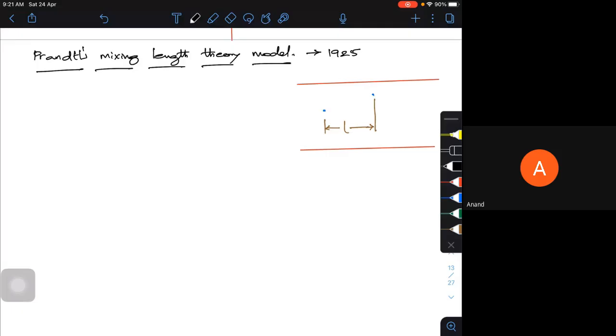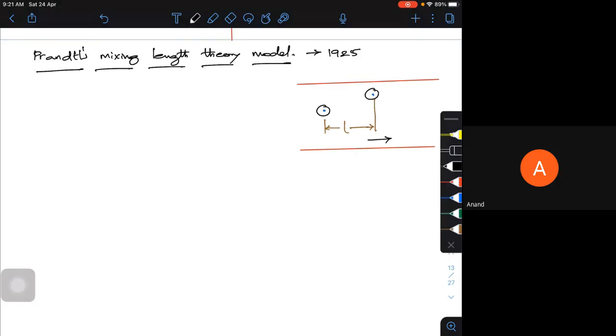At any given point, see what exactly Prandtl's mixing length theory model speaks of. If L is the distance between the two layers, in the forward direction, or we can call it the transverse direction, such that I'm going to look at the momentum of the particle. These are the particles. I'm taking two particles between this distance L, between the two points. I can also consider these as two layers of fluid flow.